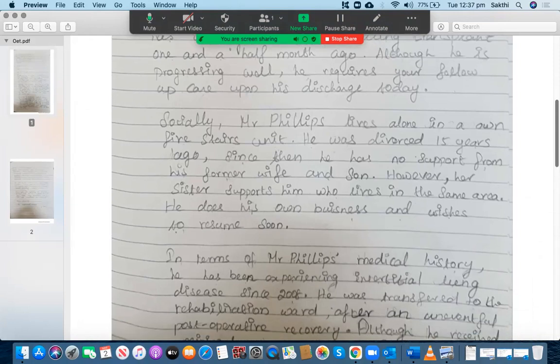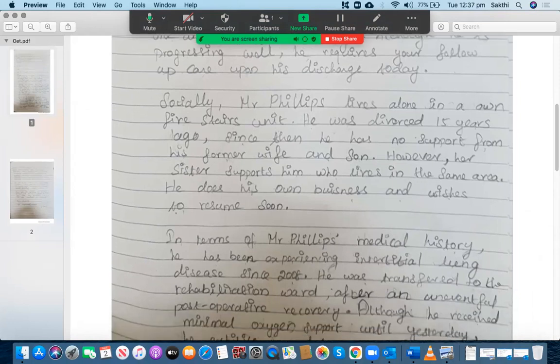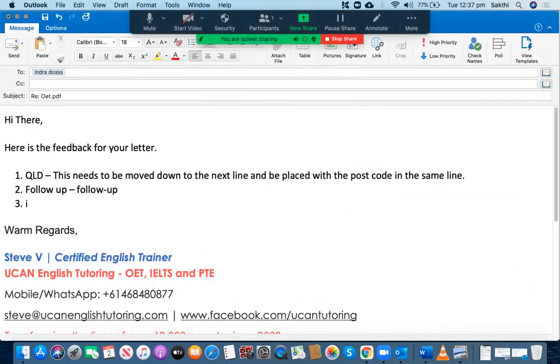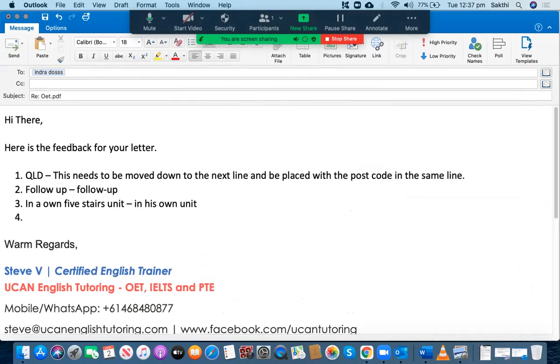Socially, Mr. Phillips lives alone in a own 5 stairs unit. Okay, that's wrong. Why? I'll tell you why it is so. In a own 5 stairs unit. No, it should be in his own. Is that a 5 story unit? 5 stairs unit. I don't think so. In his own unit, I think that's more than enough. You don't need to use 5 stairs. I'll go through the case notes anyway, and then I'll confirm this later.